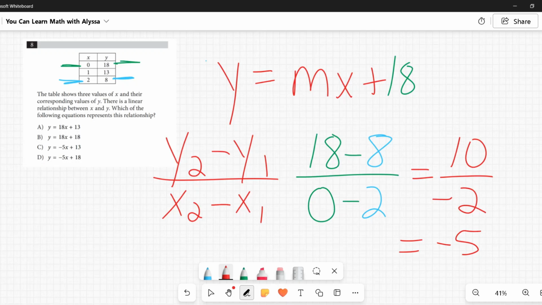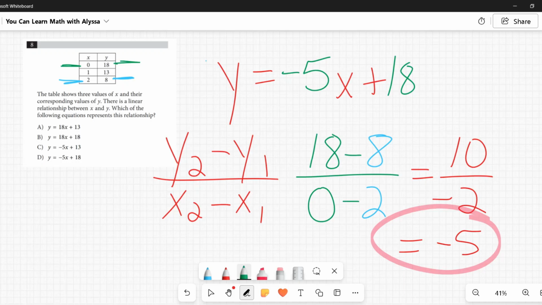No matter which points you use, and which point you decide to use as your first and which as your second, you are always going to get negative 5. Always. I promise. So I can go up here and replace that m with my real slope, negative 5, and I have an equation: y equals negative 5x plus 18. And down there, D, you can see that's my option.